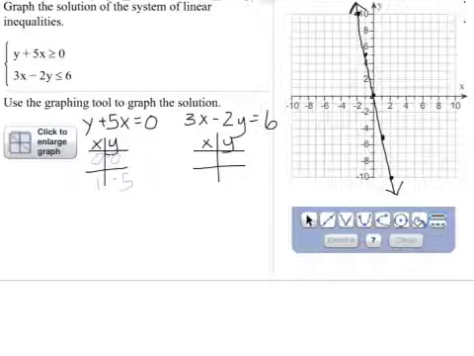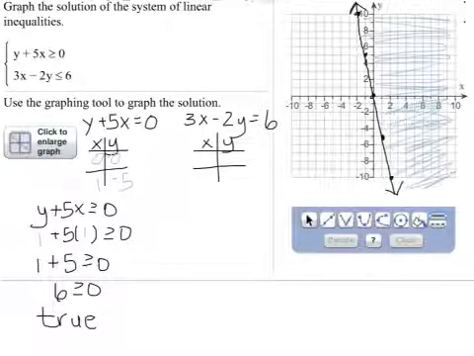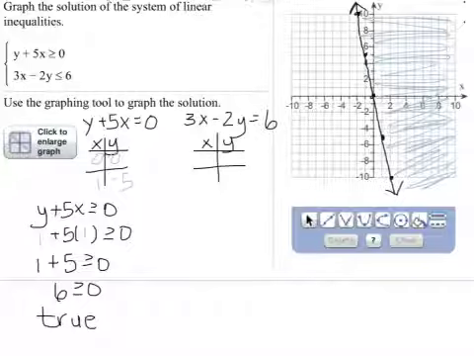Now I'm ready to test a point in my inequality to see which side of the line I need to shade. I can't test 0, 0 since it's on my line, so I'm going to test 1, 1. So I put 1 in place of x and y, and I simplify. 5 times 1 is 5, and 1 plus 5 is 6. And so I end up with the statement 6 is greater than or equal to 0. And that's a true statement. So I need to shade the side of the line that contains the point I tested, which is 1, 1. So I've shaded the right side of this line.